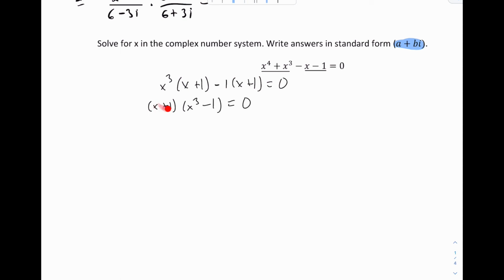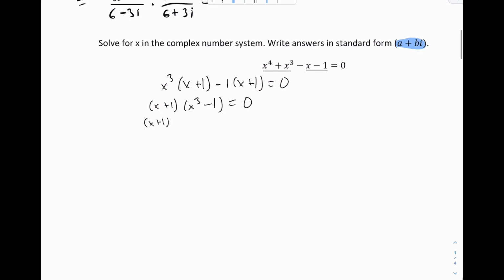So already this is a good sign. I can see that's going to be one solution, so I'll leave that alone. I can factor x cubed minus 1. That would be x minus 1 times x squared plus x plus 1. And already I can see these two things are going to generate 2 answers. x is already going to be 1 or negative 1.